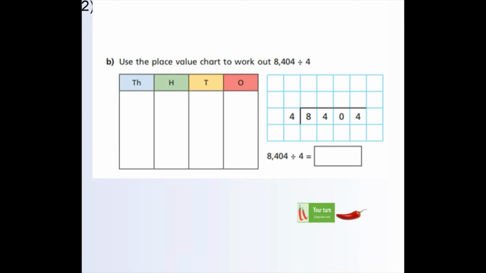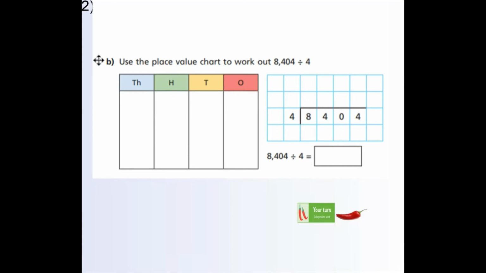Okay, here's the second question of Chilli 1. It says use the place value chart to work out 8,404 divided by 4. So the first thing that you would need to do here, without me telling you the answer, is actually put 8 thousands as place value counters. So you'd have 8,000 counters and you'd have 400 counters. You would have no tens and you would have 4 ones. That would then help you work out how many groups of 4 you have in each one.